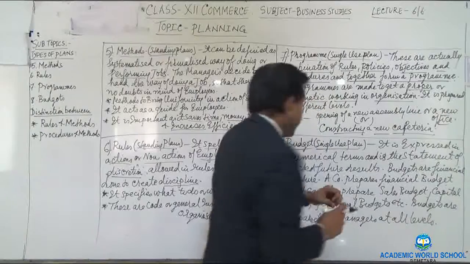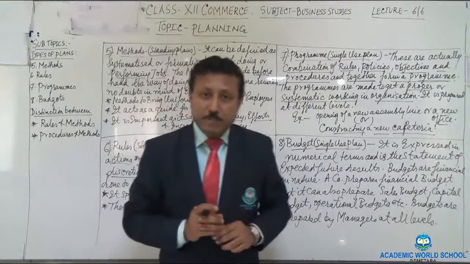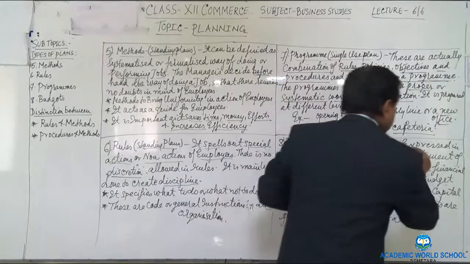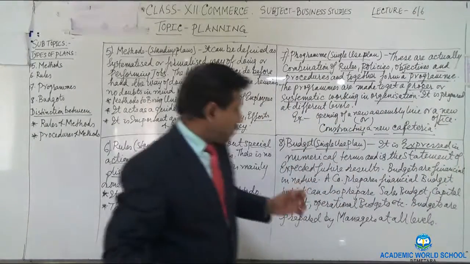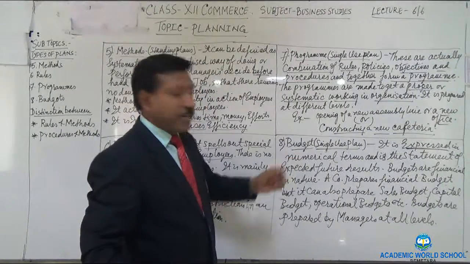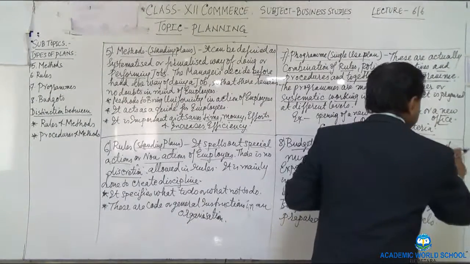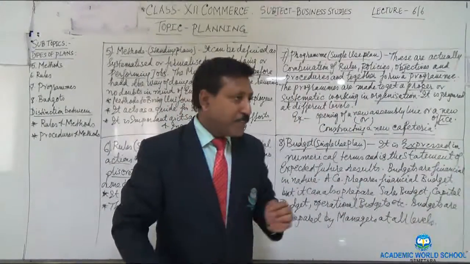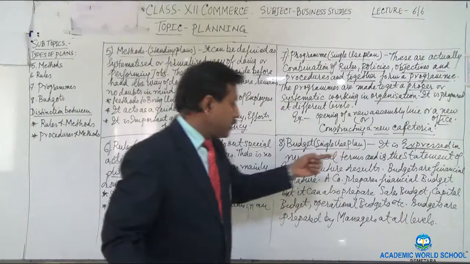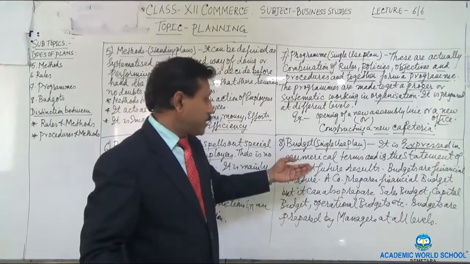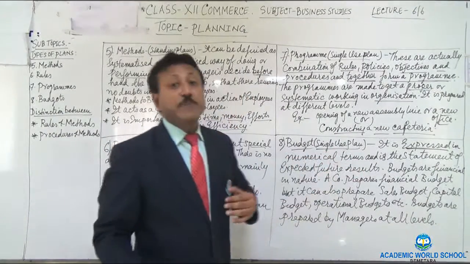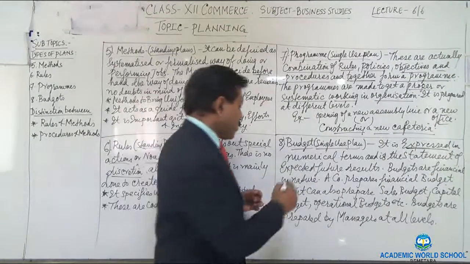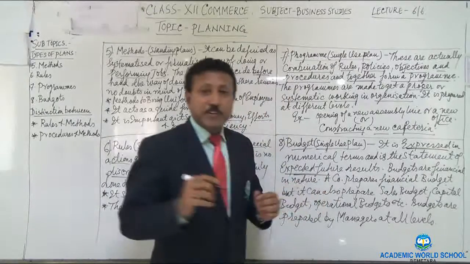It is also called single use plans. One time budget. Budgets are expressed in numerical terms. Numbers, numerical terms. We express them in numerical terms, and it is a statement of expected future results. What is going to happen in future?